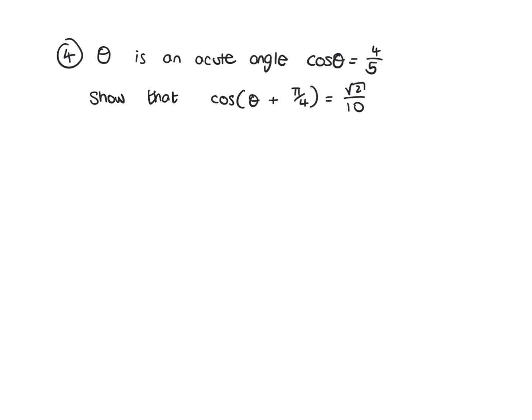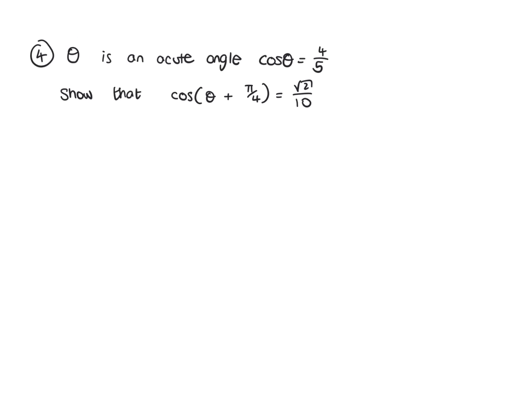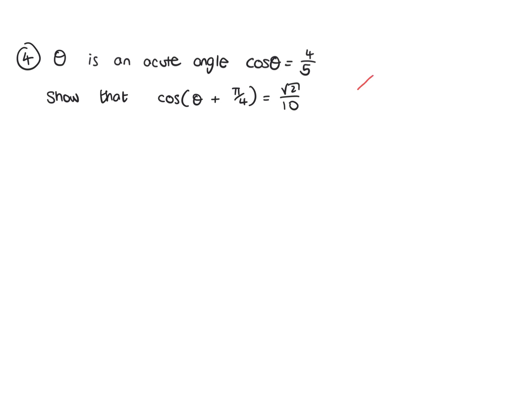Okay then, the first thing I would think about is that this is going to be something to do with the cos A plus B formula, because it's cos of theta plus pi over 4. So I know I'm going to need cos of theta, sine of theta, cos of pi over 4 and sine of pi over 4. So my first thing is to work out what those all are. If theta is acute, let's imagine a little triangle. If cos theta is 4/5, that's A over H, this other side here must be 3. So sine theta must be 3/5. So cos theta is 4/5, sine theta is 3/5.